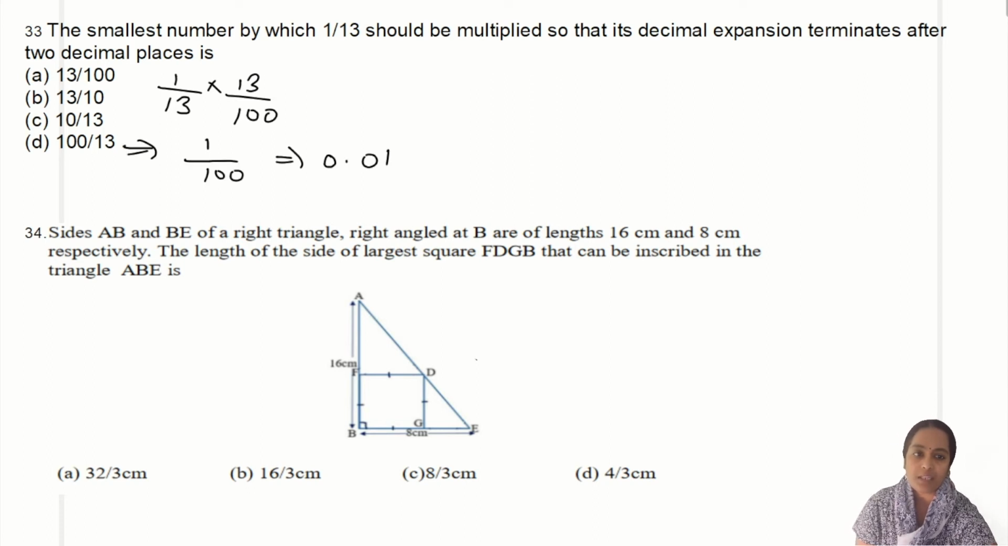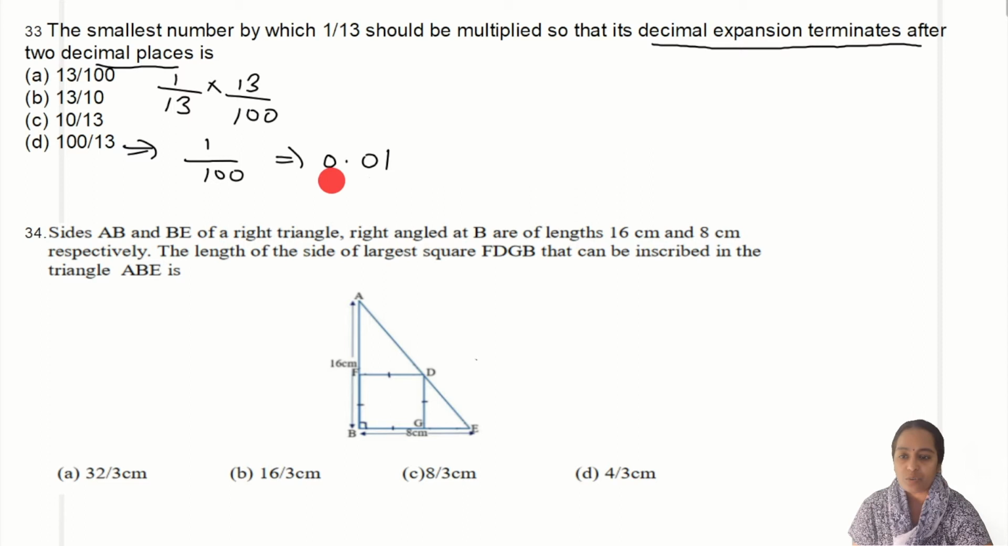So the question says that its decimal expansion terminates after 2 decimal places. When you look here, it terminates after 2 decimal places. So by what do you have to multiply 1 by 13? You will multiply with 13 by 100. So option A, 13 by 100, is the correct answer. So let's look at the next question.